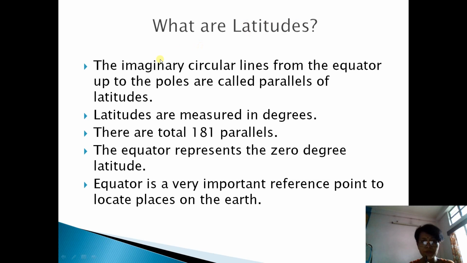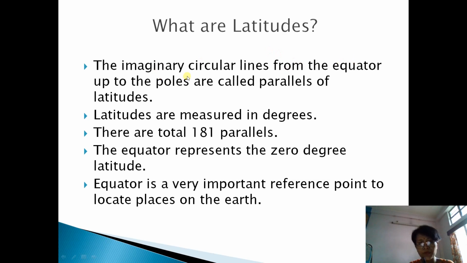What are latitudes? The imaginary circular lines from the equator up to the poles are called parallels of latitudes. So parallels of latitudes or parallels, simply we can say, same meaning. And the definition, if a question comes, let's suppose what are parallels, the same definition you have to write. Or what are parallels of latitude, this definition only you have to write. The imaginary circular lines, so these are circular lines but imaginary, that means in real we cannot see these lines, that's why the term imaginary we are using.